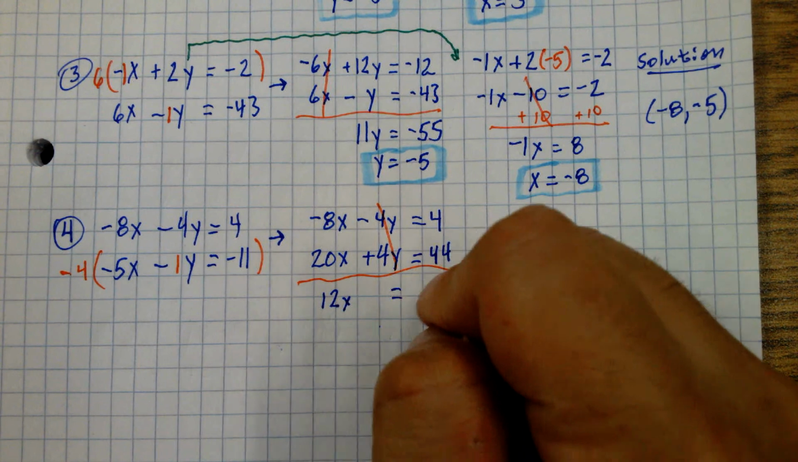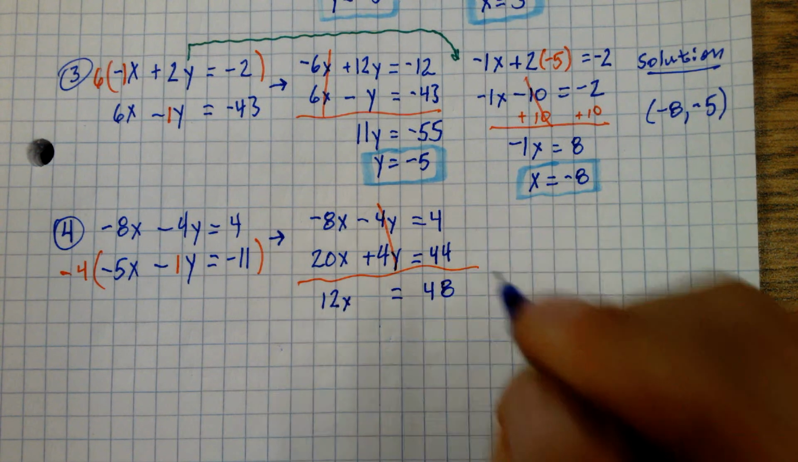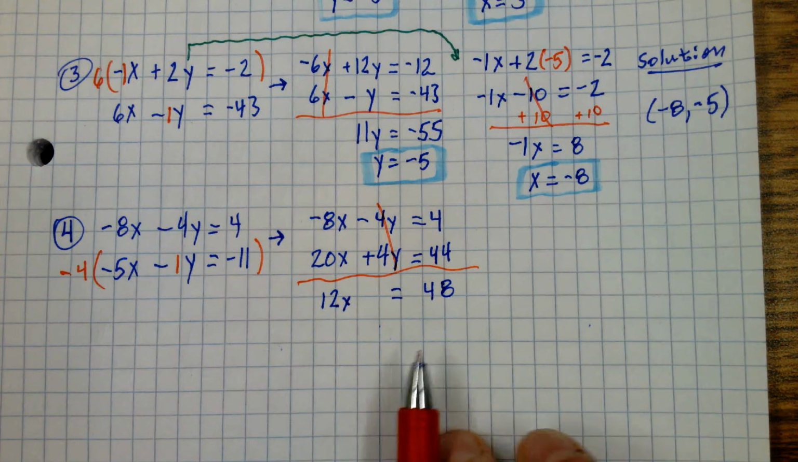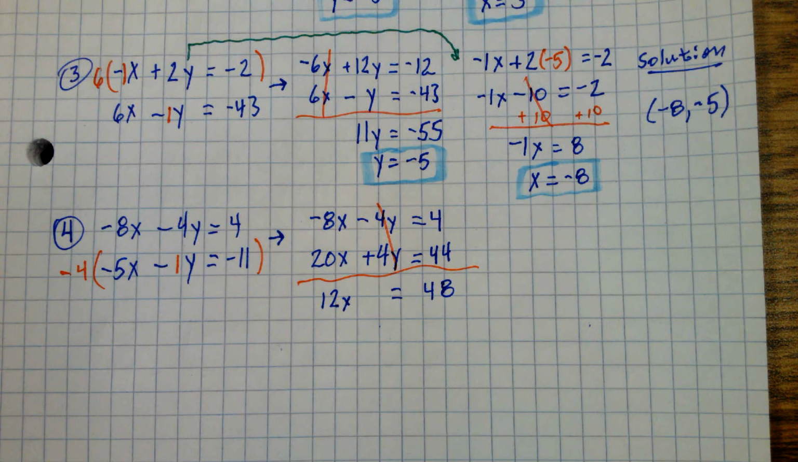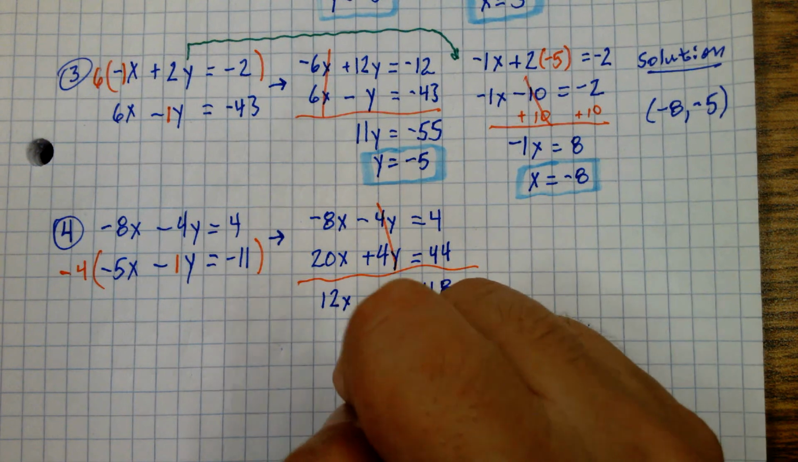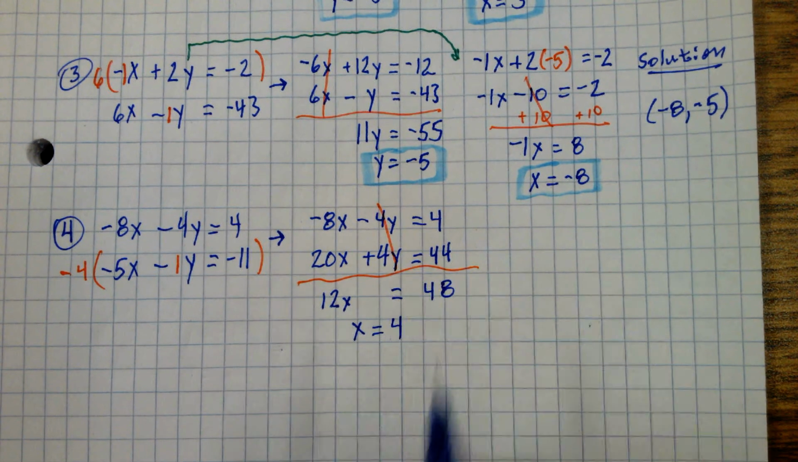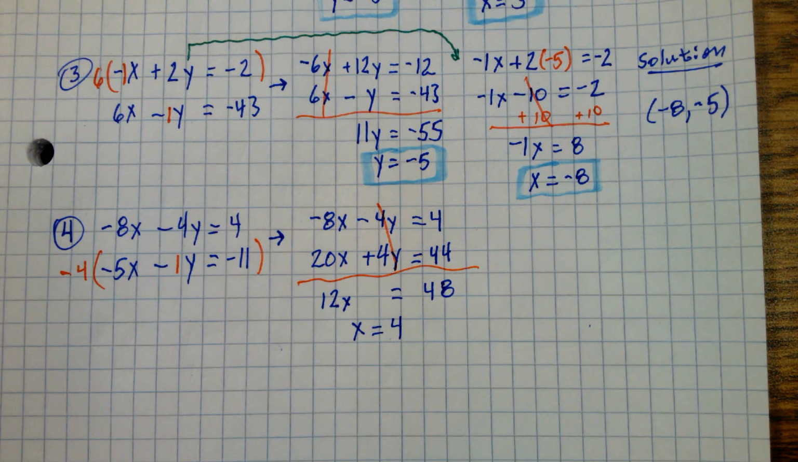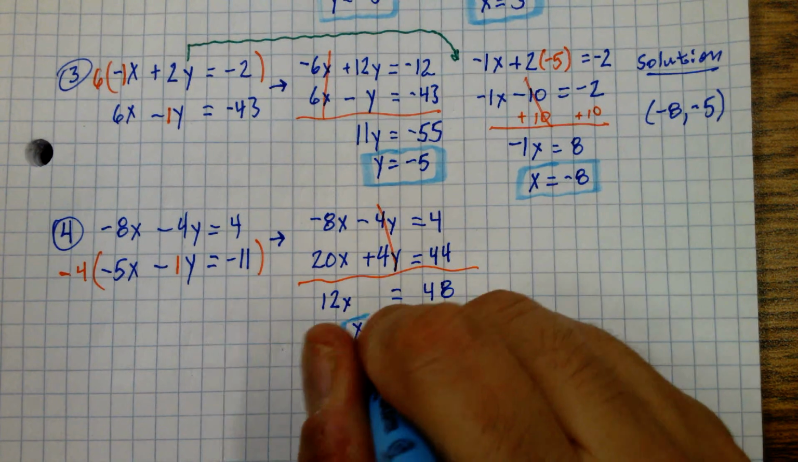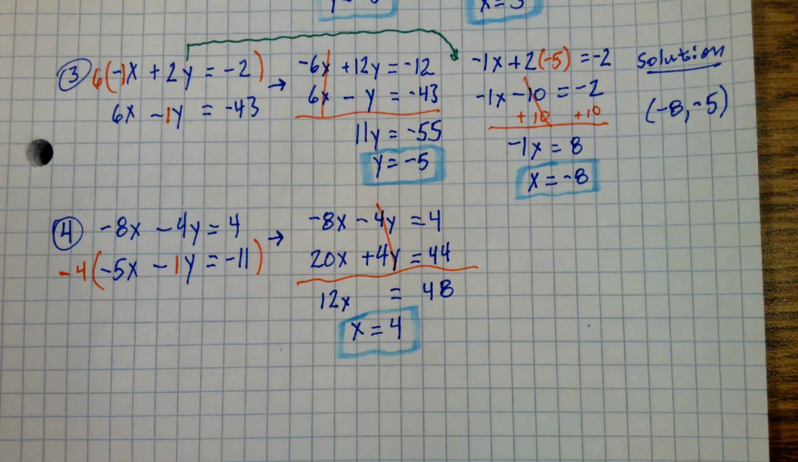And this is 48. So 12 times something equals 48. What's that something? 4. Not too bad. Sometimes it looks like, oh my God, I'm going to get a humongous answer. But it just works out. Not too bad.